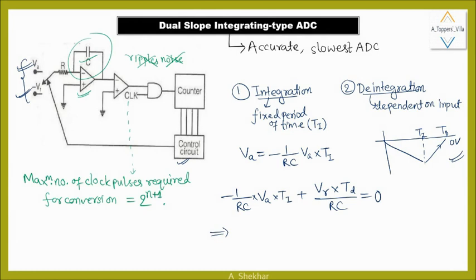So from here we can write V input into this integration time Ti is equal to V reference into de-integration time TD. So from this expression we can write a relation between the analog input with integration time and de-integration time, that is V reference into TD upon Ti. So that is the relation.